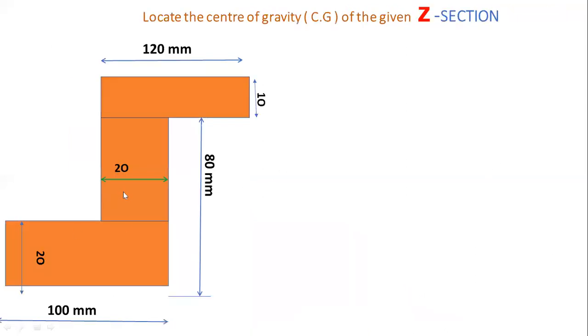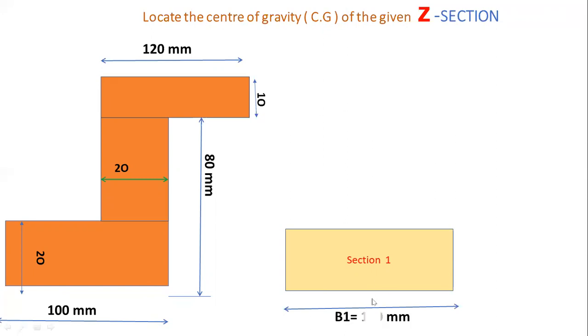Okay, let's consider this cross section for the second problem. Find the centroid or center of gravity of the given Z section. Okay, these are the given values. First of all, the given section is split up into three rectangles. Here, this is the bottom. I consider this bottom rectangle as section 1. B1 is the base, D1 is the depth.